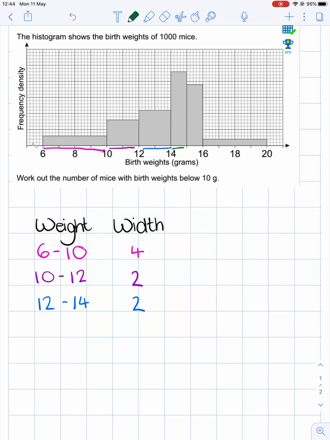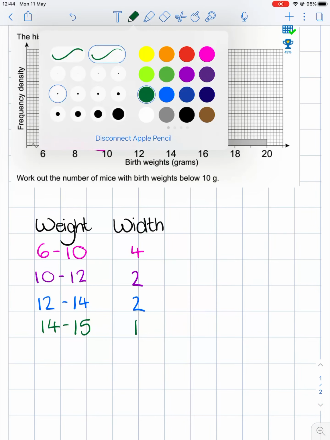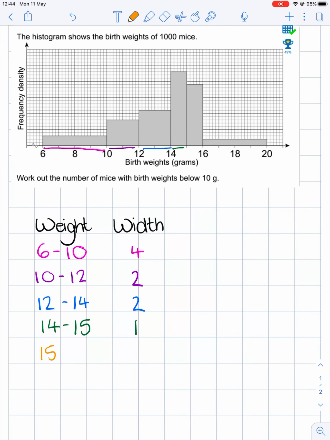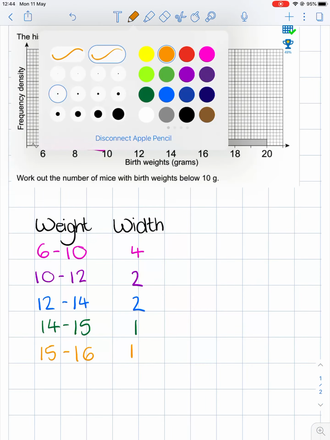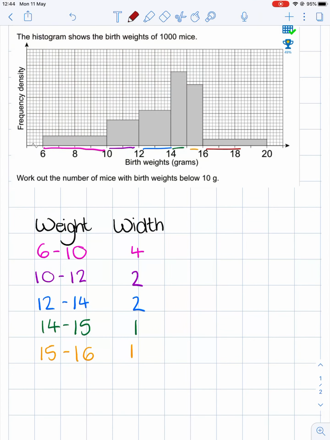Then I've got this small one, 14 to 15, is just a width of 1. Then I've got 15 to 16, another width of 1. And then that last one that we've got, 16 to 20, that's wider, that's a width of 4.